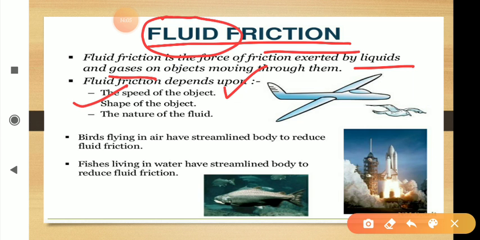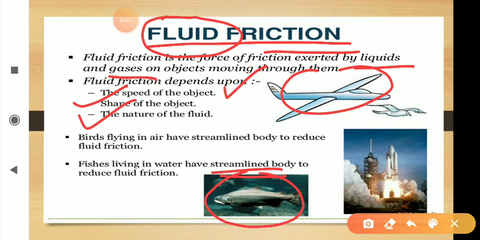This is the reason that aeroplanes are shaped in such a manner that the fluid friction reduces, so that they can move with fast velocities. And the last factor on which it depends is the nature of the fluid. Birds fly in air because they have a streamlined body which reduces the friction. Fishes underwater can move easily due to their streamlined body which reduces the friction.